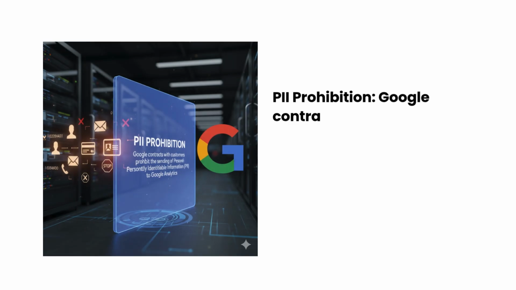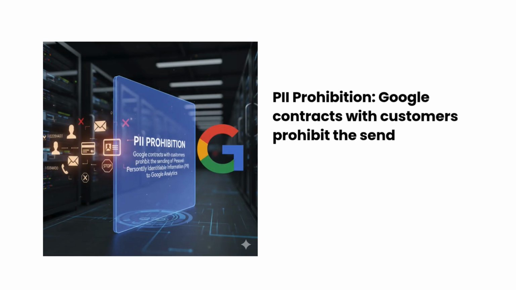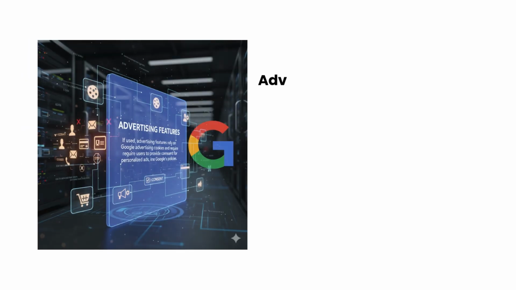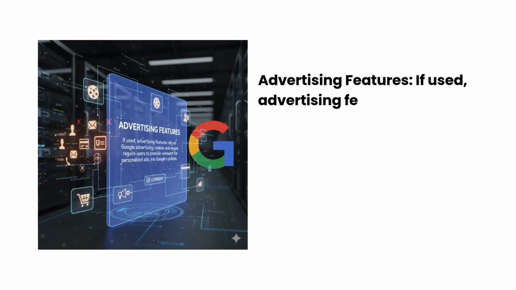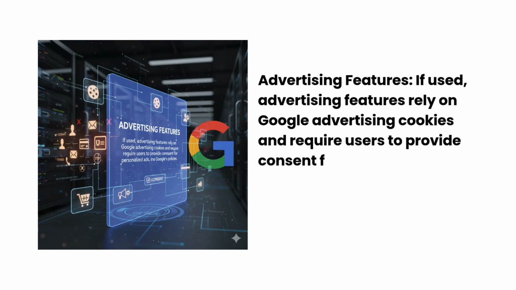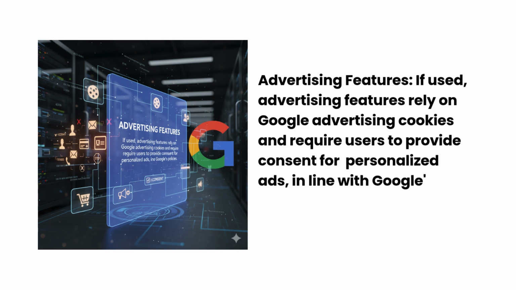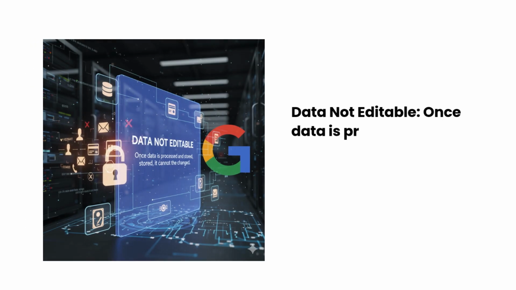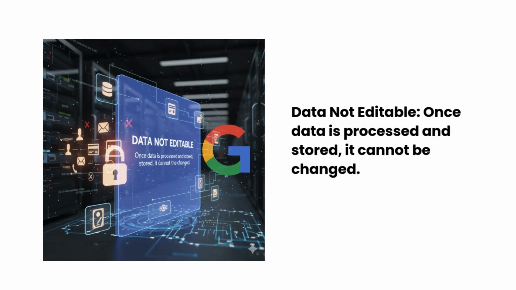Last one is privacy and data security. PII prohibition: Google contracts with customers prohibit the sending of personally identifiable information, PII, to Google Analytics. Advertising features: if used, advertising features rely on Google advertising cookies and require users to provide consent for personalized ads, in line with Google's policies. Data not editable: once data is processed and stored, it cannot be changed.